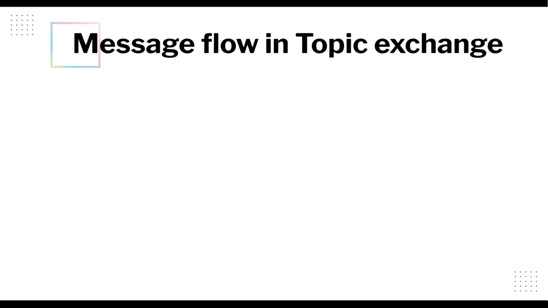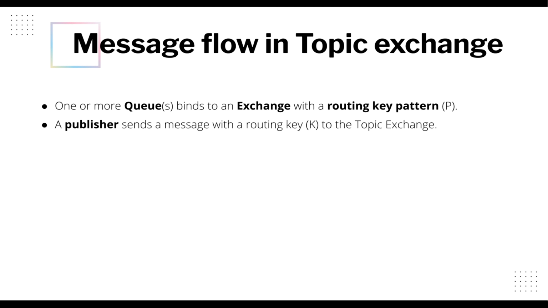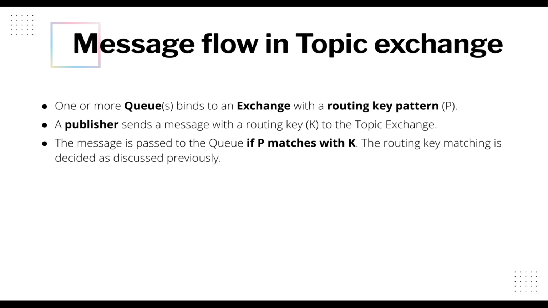Next, the message flow in topic exchange would be clear to you. In topic exchange, one or more queues bind to an exchange with a routing key pattern, let's say P. A publisher sends a message with the routing key K to the topic exchange. The message is passed to the queue if P matches with K, meaning the routing key present inside the message has to match the routing key pattern that is established between the exchange and the queue. And once the message is passed to the queue, the consumer subscribing to the queue receives the message.